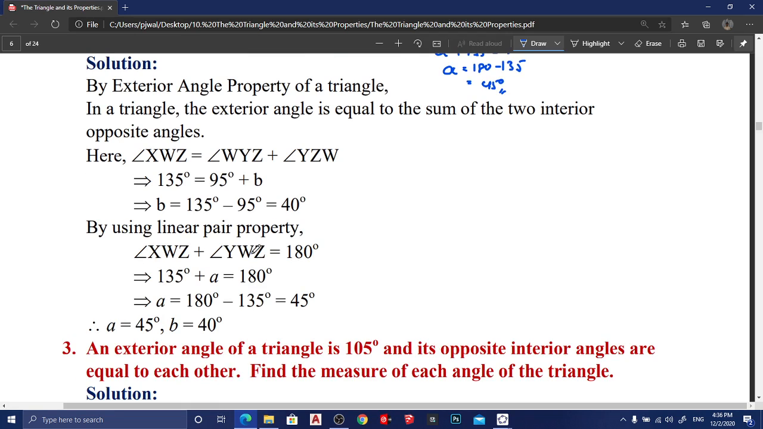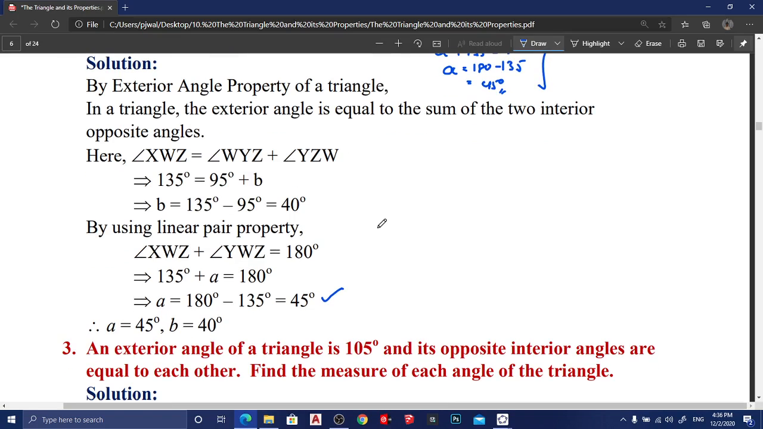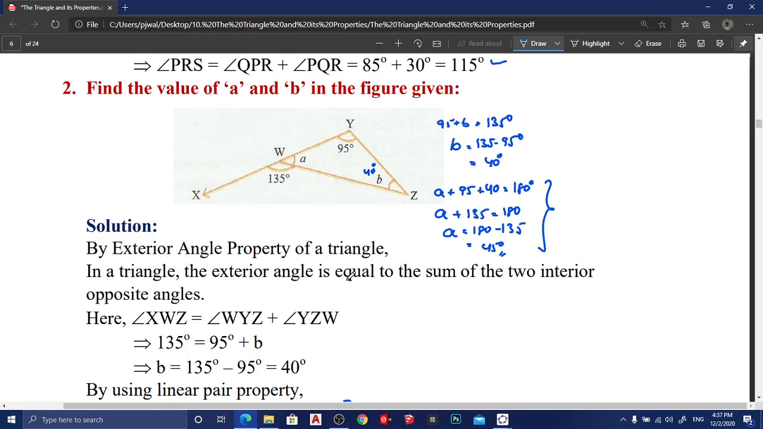Okay, XYZ plus YWZ is equal to 180. So 135 plus A is equal to 180. A equals 180 minus 135, which is 45. So this property also you can use, both of them. Here I used the angle sum property. Here I used the linearity property, sorry, linear pair property I used here.